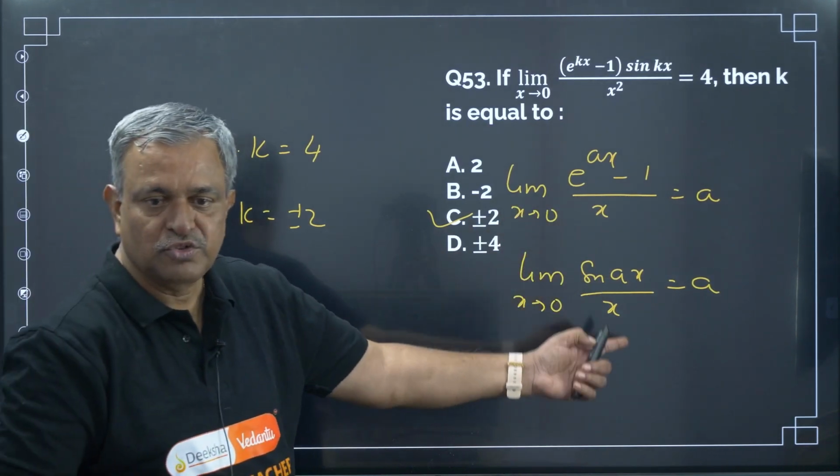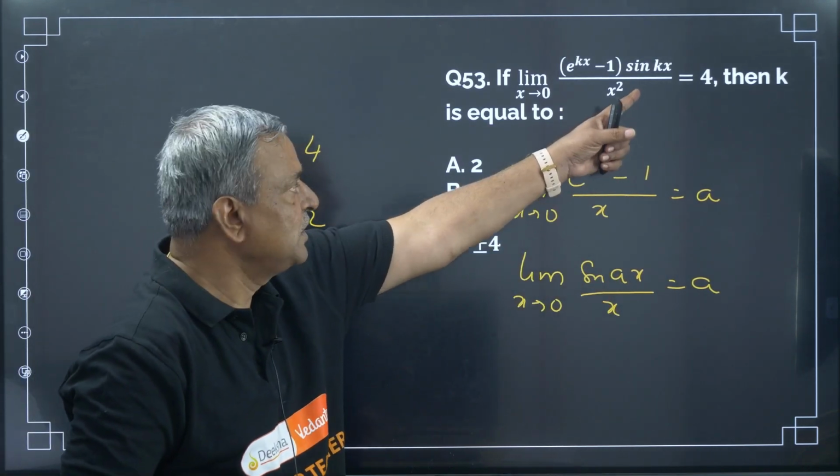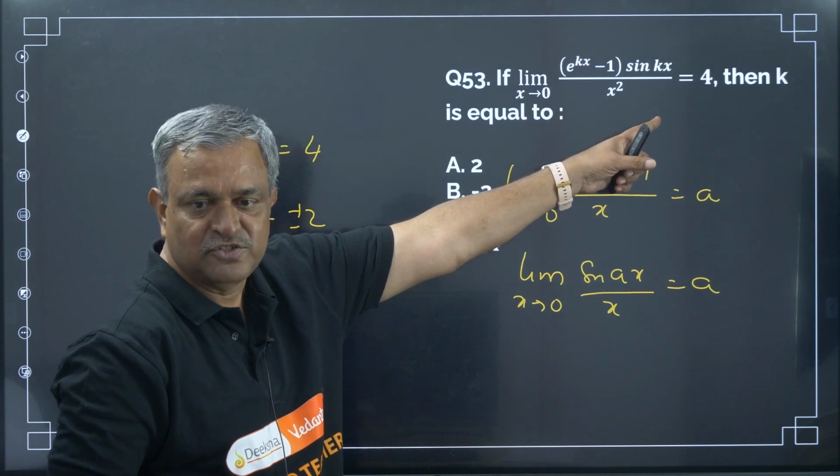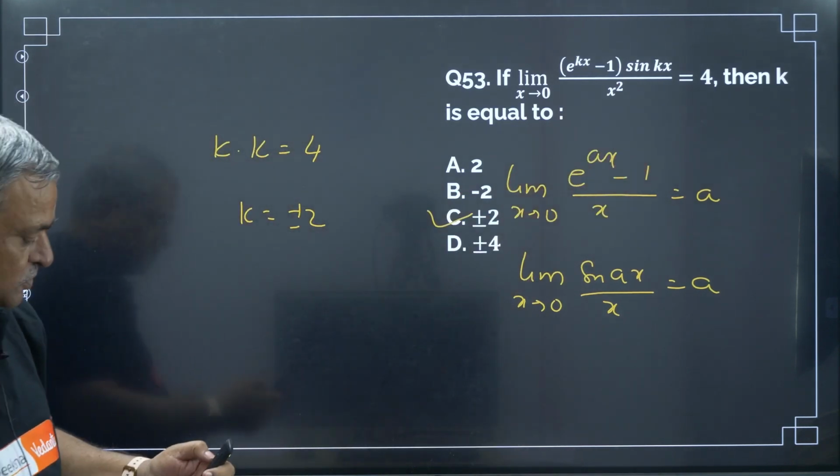Okay, to the other two standard limits. So 1x will go here, 1x will go, k and k square equal to 4, k equal to plus minus 2.